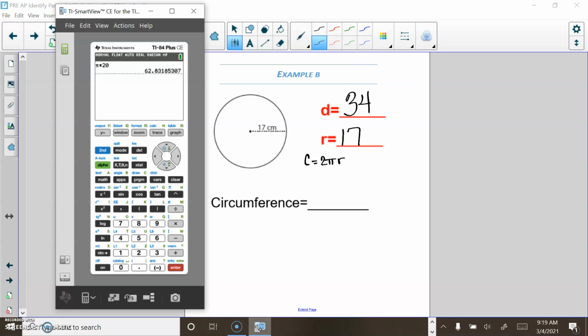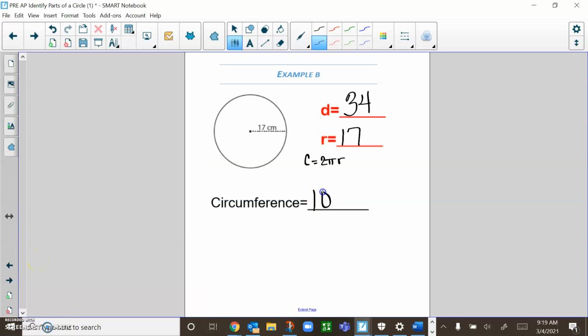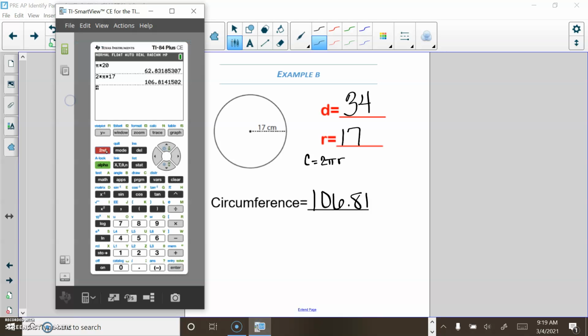If I put that in my calculator, I'm going to do 2 times pi, so second, times our radius, which is 17, and you get 106.81. Okay, so even if I were to multiply, you'll see how it's the same thing, because if I were to multiply by the diameter, I should get the same thing. So pi times 34 still gives us the same thing.